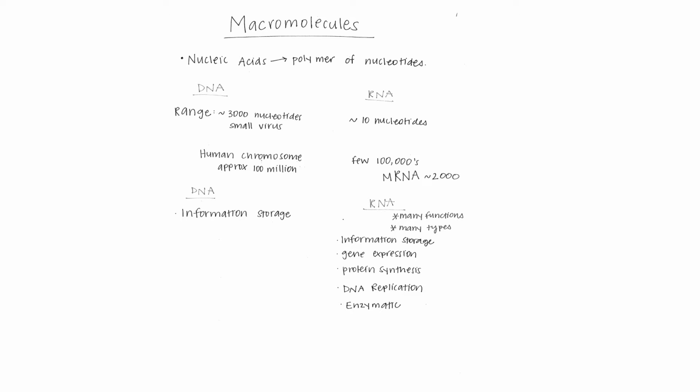And in terms of the range, the smallest RNA molecule that we've seen that has some function is around 10 nucleotides. And when we look at DNA synthesis, we'll see where these fit in. But the smallest is around 10 nucleotides, and then the largest is at most a few 100,000 nucleotides. So an average messenger RNA, for example, is around 2,000 nucleotides. So these are much smaller than DNA, ranging between 10 and maybe 100, 200,000 nucleotides.